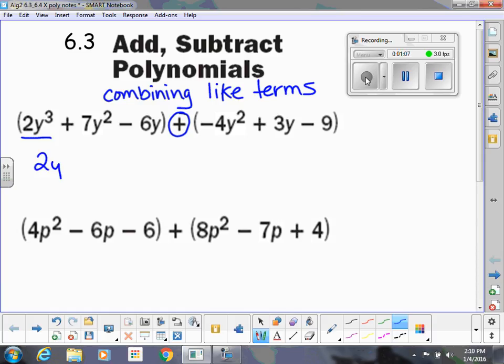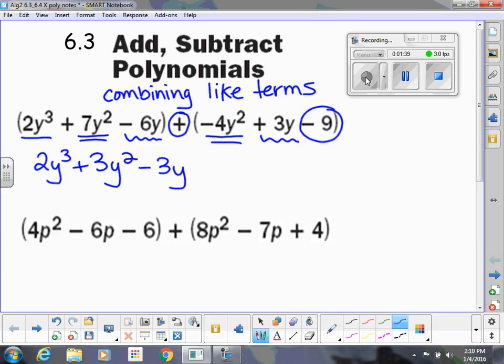So that's 2y cubed. Are there any other y squareds? Yes. Over here, negative 4y squared. So 7 plus a negative 4 is a positive 3y squared. Notice that the y squared stays the same. I'm not multiplying them or anything or changing the exponents. And then we've got negative 6y. Are there any other y's? Yeah, right here. So I'm doing negative 6 plus 3. That's negative 3y. And then I still have this guy down here. There are no other constants, so I'm just going to bring him down. And that's how you add polynomials together.